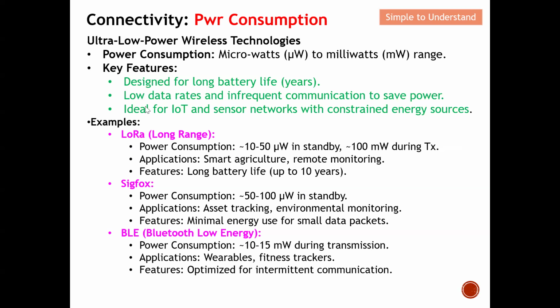When we transmit at a large data rate, we require stronger power to transmit the data. Hence, we constrain the data rate to be low, and we also don't communicate frequently, which means that we keep the number of communications to the gateway to a minimum. Therefore, we have infrequent communication so as to save power. With this, you can see that this is ideal for IoT deployment and maybe some sensor networks with a constrained energy source, which I have highlighted.